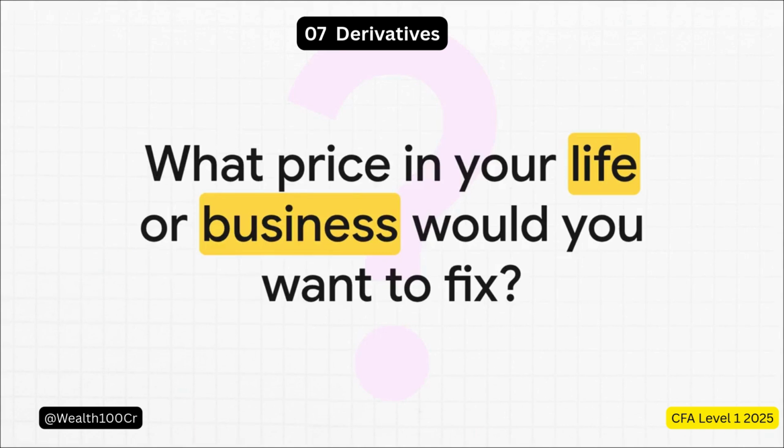Easy, right? So the crucial point is that a forward contract is a powerful tool to manage risk from changing prices. So now I have a question for you. What price in your own life or business would you want to fix today?